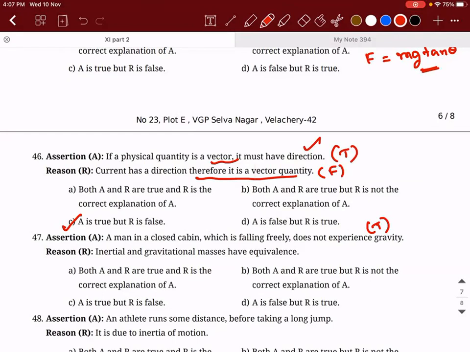Inertial and gravitational mass have equivalence. They both are in fact similar. Inertial mass is the one which measures the inertia of an object. The gravitational mass is the one which participates in the gravitational pull. So they both have equivalence. But if you observe these two, they individually are true, but the reason has no relevance to the assertion. So the answer will be B.